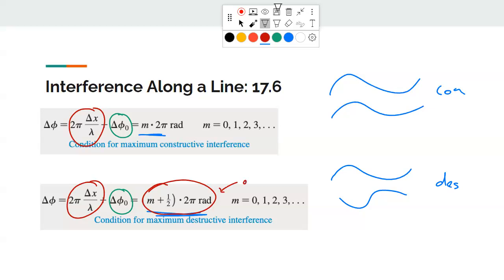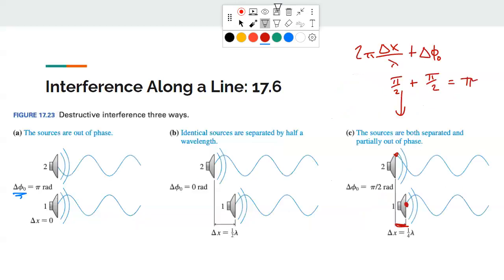To write these out, these would be pi, 3 pi, 5 pi. And so that's what's happening here. We see, in fact, that when there's a peak here, there's a trough here. So these are destructive.